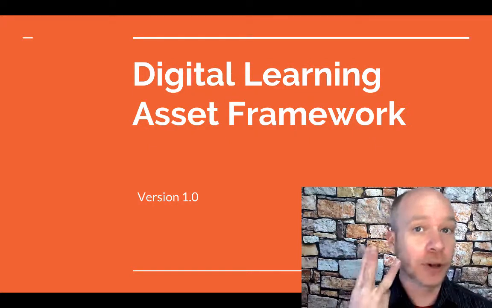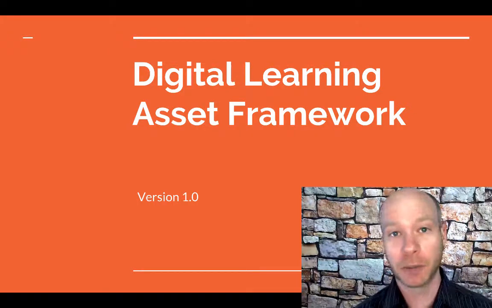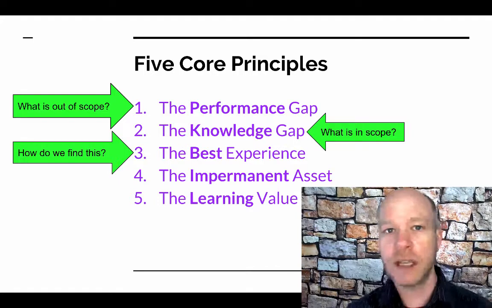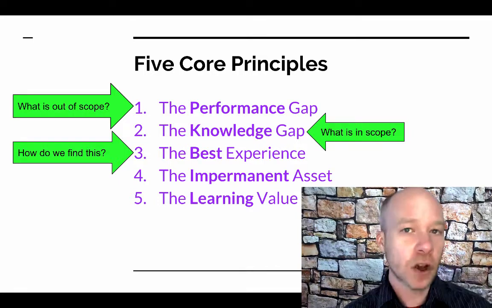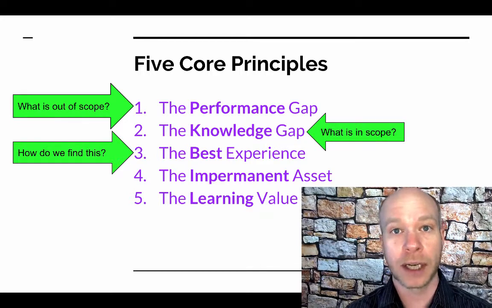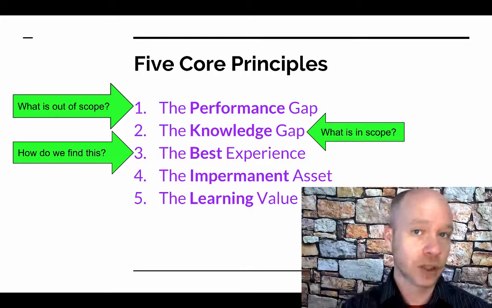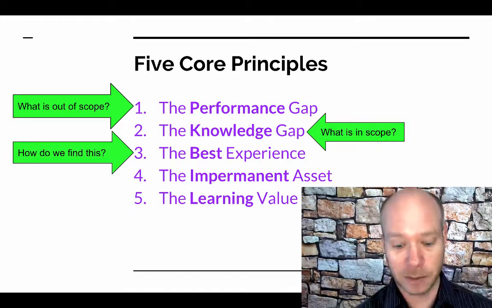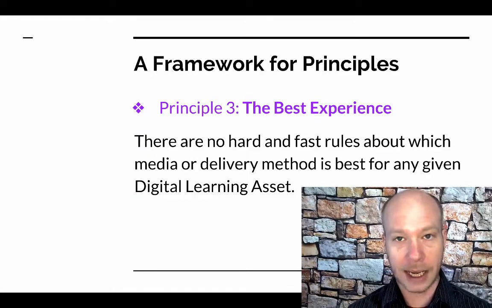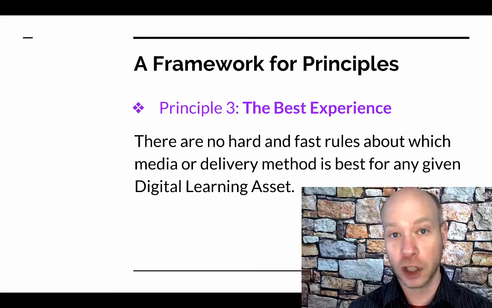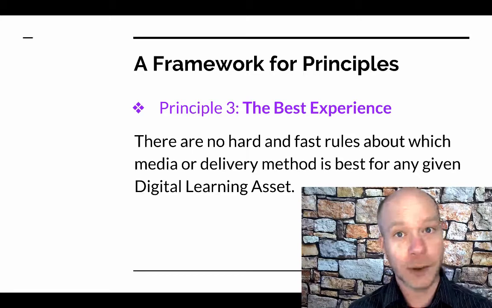We're talking today about Principle 3 of the 5 core principles of the Digital Learning Asset Framework. In the previous two videos, we talked about what is out of scope and what is in scope for the Digital Learning Asset Framework. If you haven't seen those videos yet, please go watch those first. This one's all about how we find the best experience, as in the one-page reference for the Digital Learning Asset Framework version 1.0.